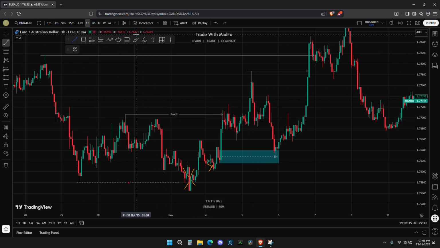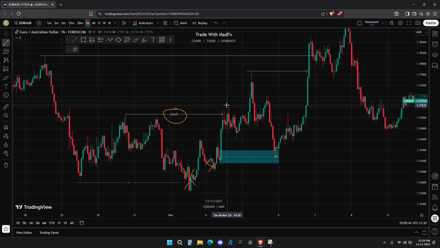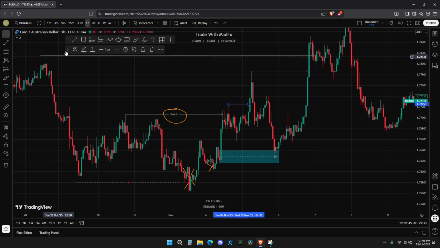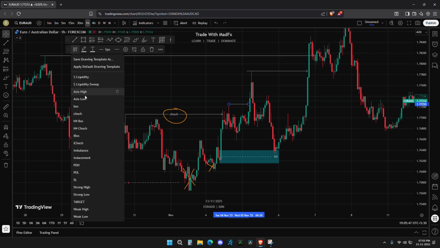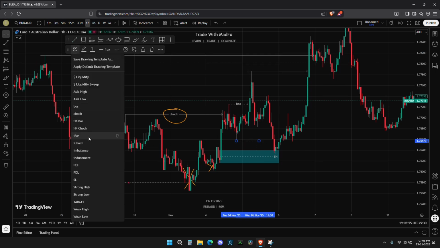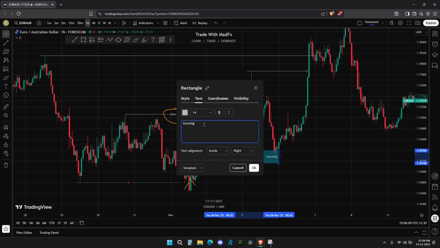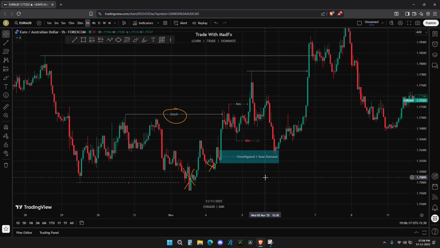This was the change of character that indicated that the market wanted to move higher, followed by a break of structure to the upside, which confirms a bullish shift in market structure and signals a potential continuation of the uptrend. The low created by this break of structure will now serve as inducement, drawing price back toward the unmitigated demand zone on the 1-hour time frame. And that is exactly where I took my entry.